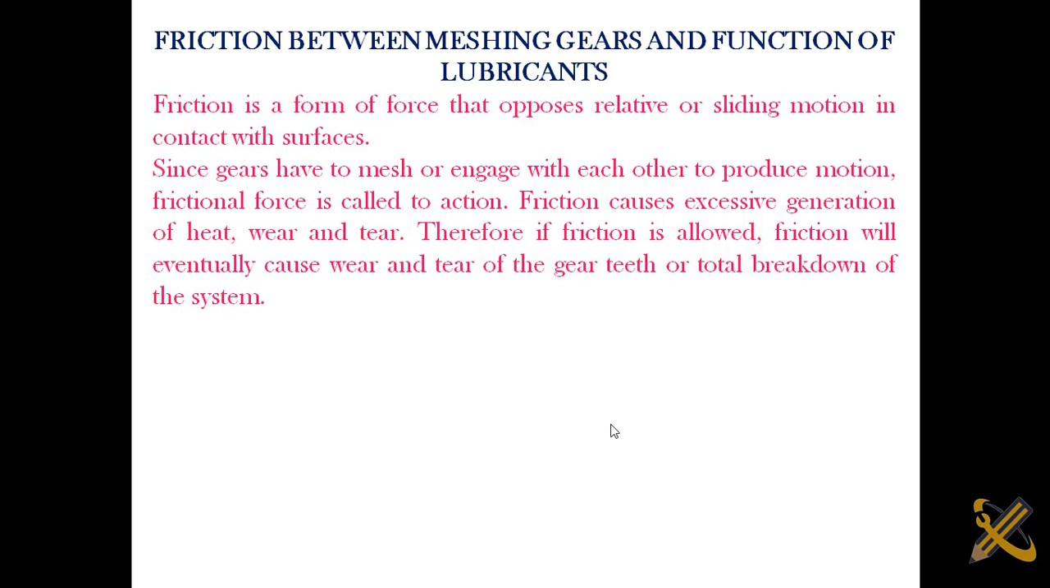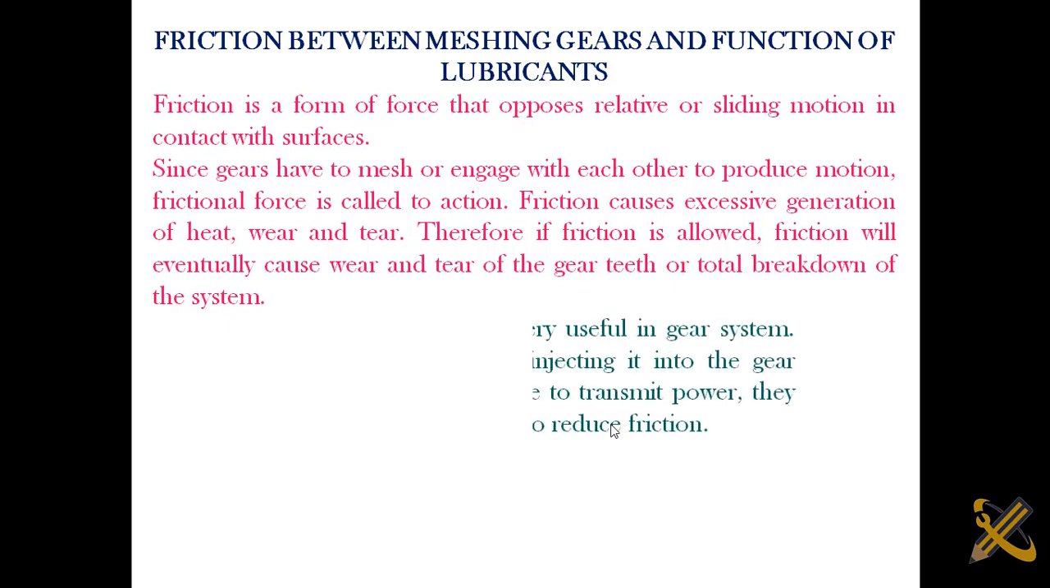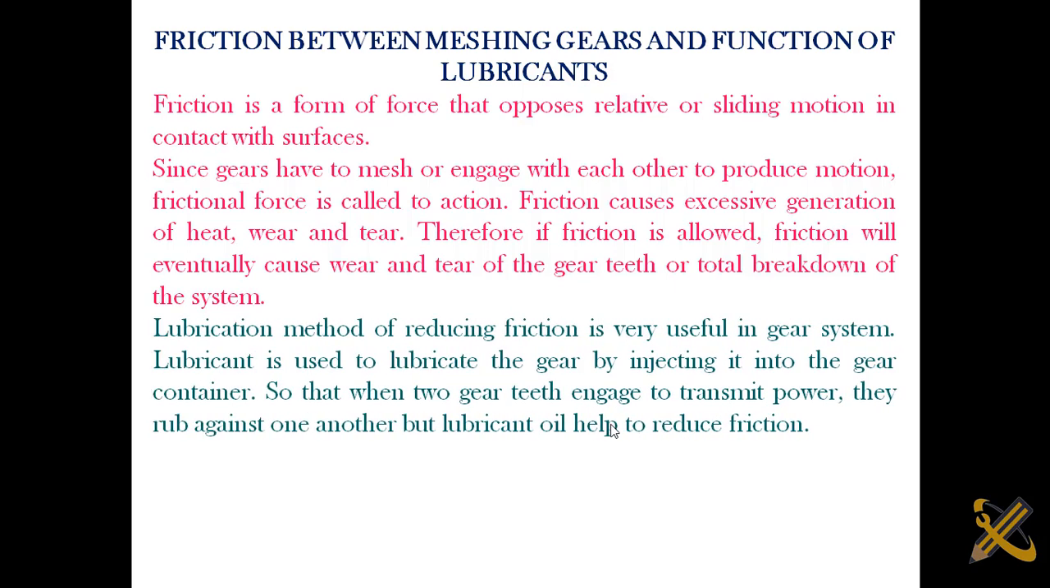But instead of applying cream, you can apply lubricant to mechanical objects. So what do we apply? We apply what is called a lubrication oil or lubricant oil. For gear, we have what is called the gear oil. So just take note of this as we continue. I explained just now that the lubrication method of reducing friction is very useful in gear systems. Lubricant is used to lubricate the gear by injecting it into the gear container, so that when two gear teeth engage to transmit power and rub against one another, the lubricant oil helps to reduce friction. You can practicalize this by putting lotion on your palm, then rubbing them together. You will see that no heat is going to be generated.